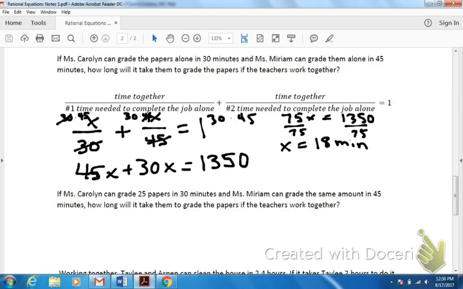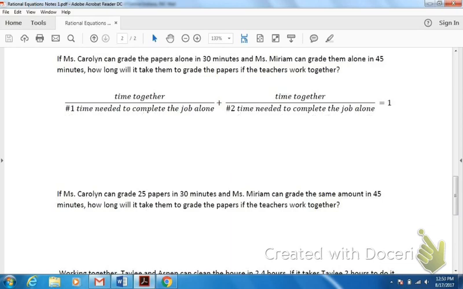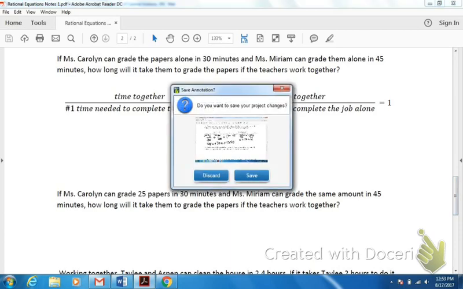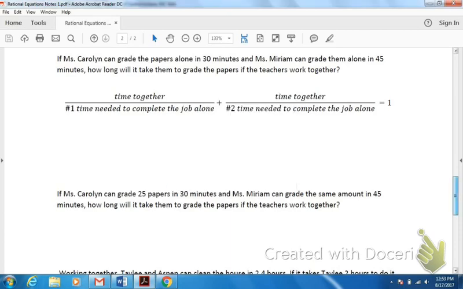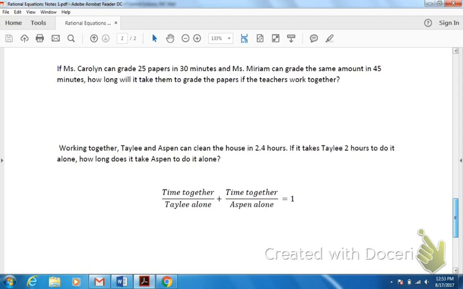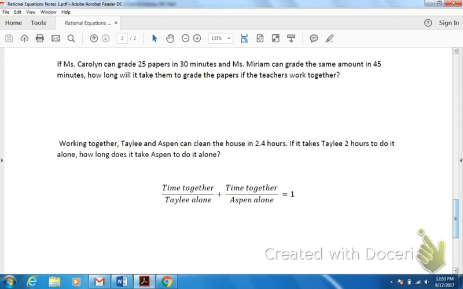Okay, so in this next part, we got an extra number here. We need to figure out if we need that number or not. It says if Miss Carolyn can grade 25 papers in 30 minutes and Miss Miriam can grade the same amount in 45 minutes, how long will it take to grade the papers if the teachers work together?